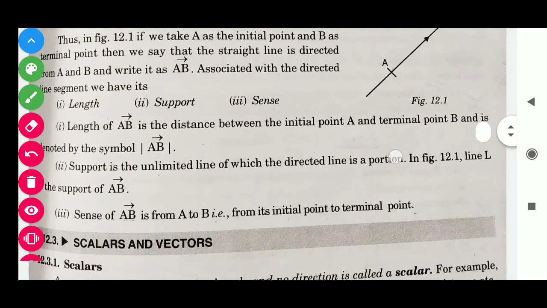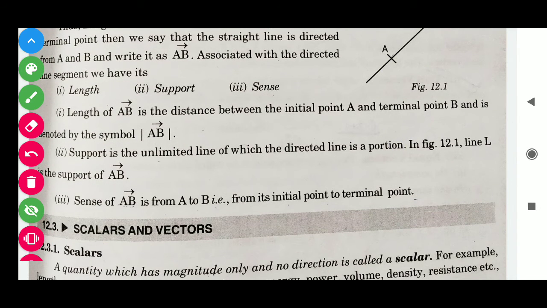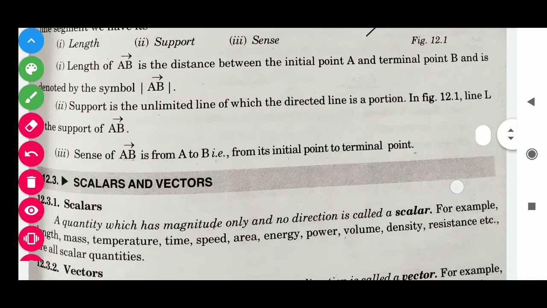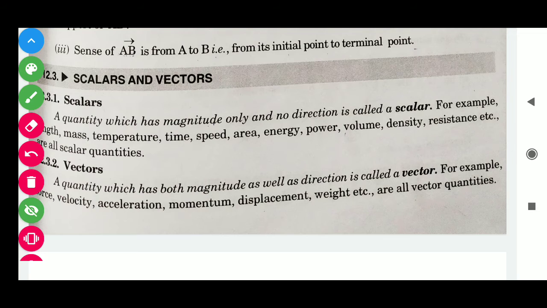So students, what is length? Length of AB is the distance between the initial and the terminal point, and that is denoted by mod of AB. Support is the unlimited line of which the directed line is a portion. Line L is the support of the directed line segment AB. And third is the sense of AB, which is from A to B because A is the initial and B is the terminal.